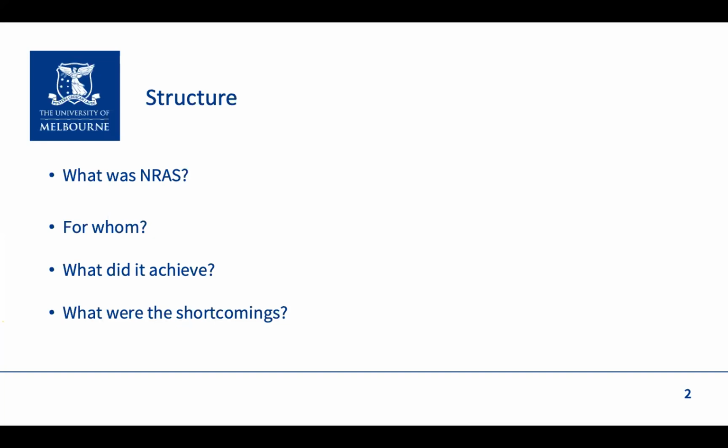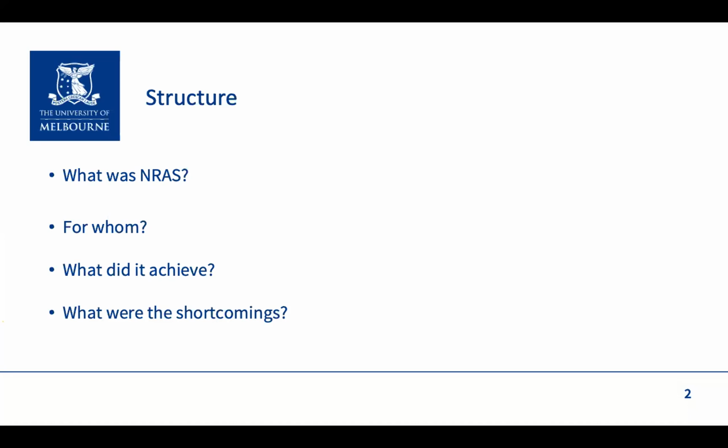However, while it did supply rental housing to a large extent, it was unable to fill in the gap where low and medium income household rental housing was required. So somewhere in 2000, the National Rental Affordability Scheme was debated, and it was introduced in 2008. So what I'm going to talk about very briefly is what it is, for whom, what did it achieve, and what are the shortcomings.